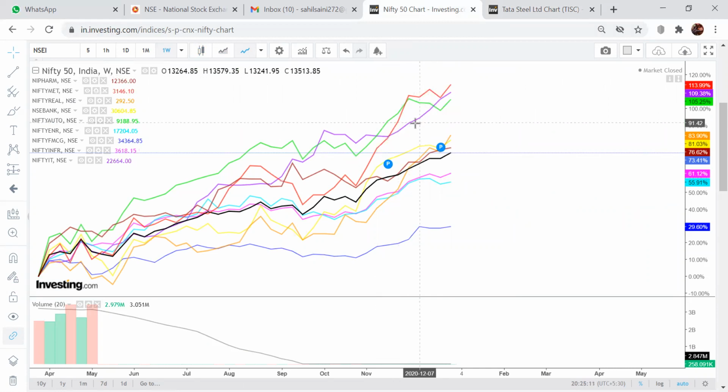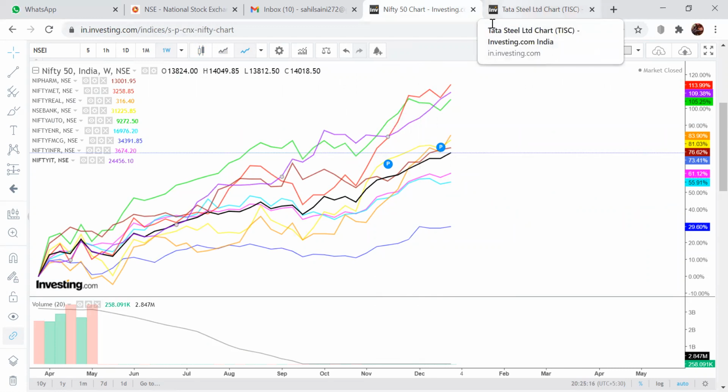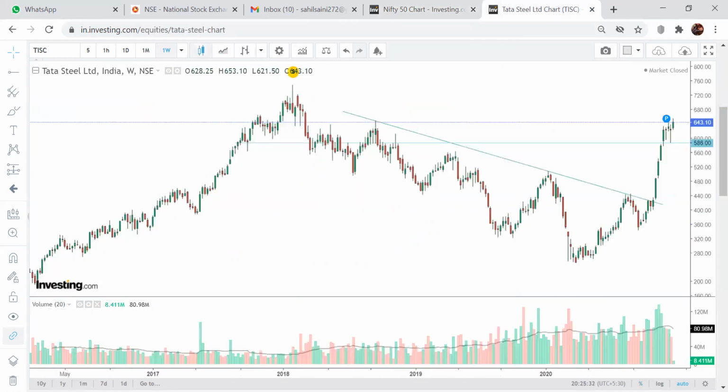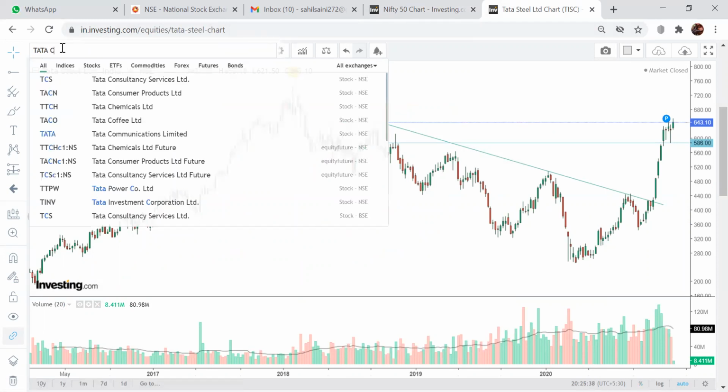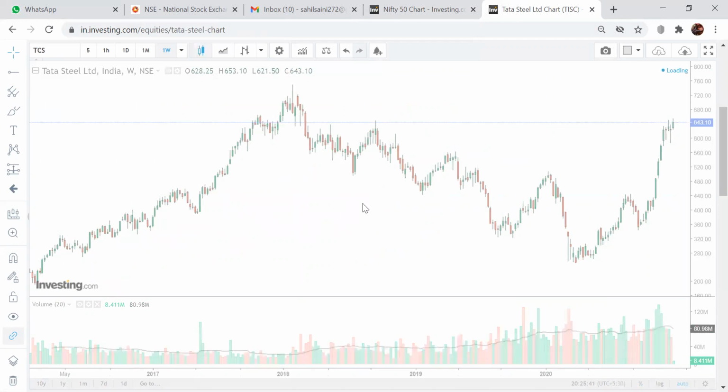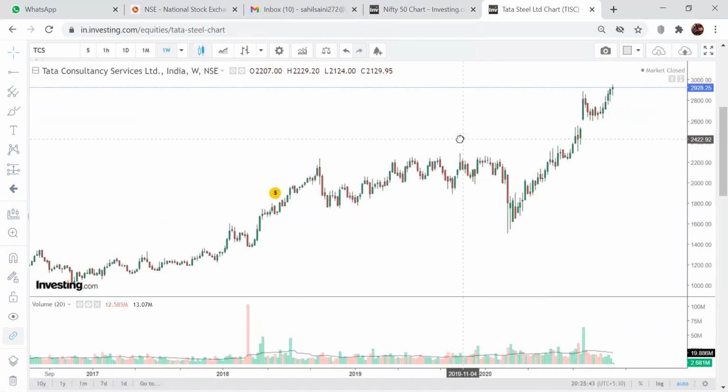Second one is this. Who are you? This is Nifty IT. Actually, Nifty IT fluctuates because of two things: how the companies act, and second is USD INR prices. So let's check out both of them. I think Tata Consultancy is the biggest player. So this is Tata Consultancy.